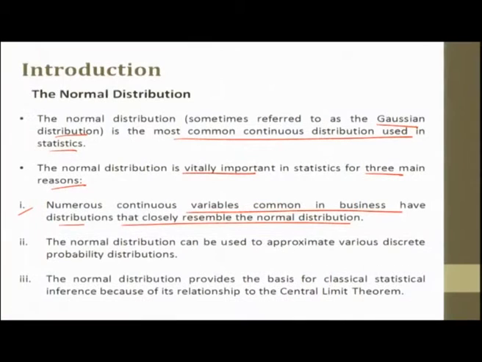However, there are many distributions like the Weibull distribution. Weibull distribution is not a single distribution, it is a family of distributions. Similarly, normal distribution is also a family of distributions. The second reason is that the normal distribution can be used to approximate various discrete probability distributions. Now, there are various distributions like Poisson distribution, binomial distribution, Weibull distribution, Rayleigh distribution, and uniform distribution. We can have a normal approximation of many distributions.